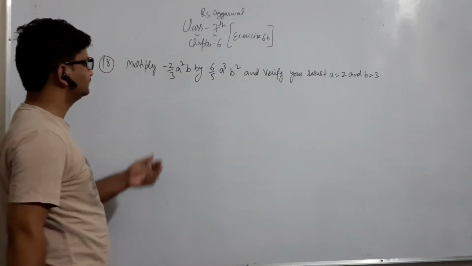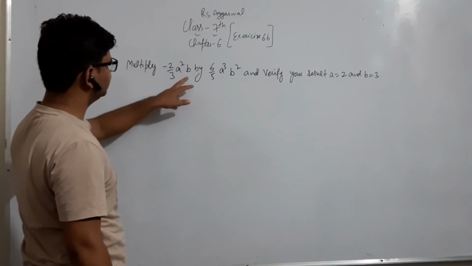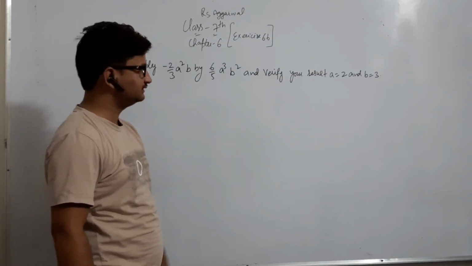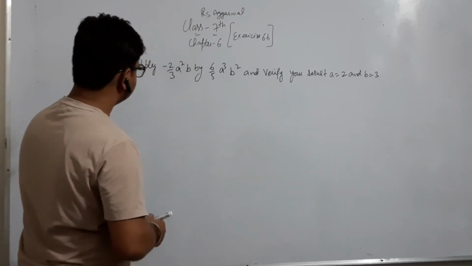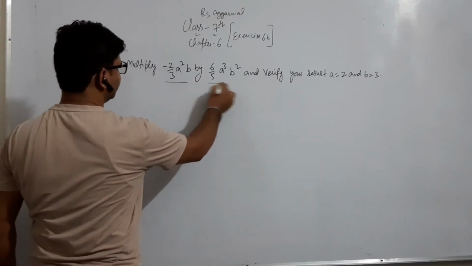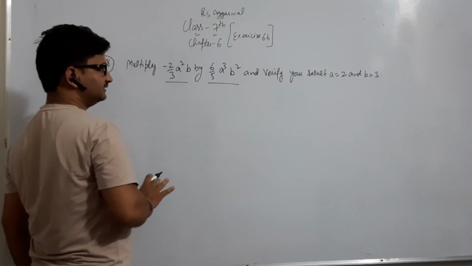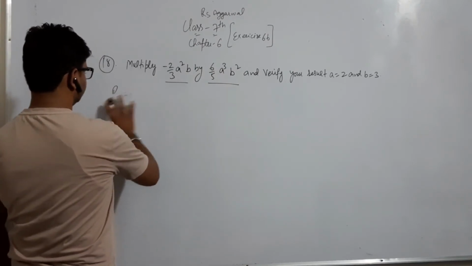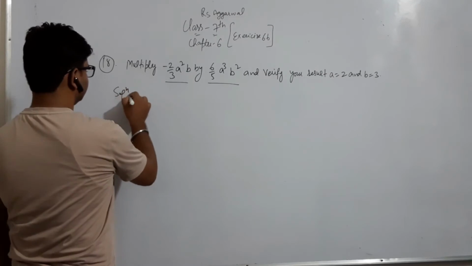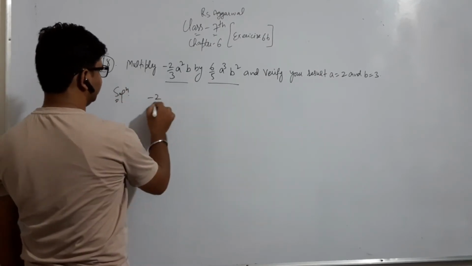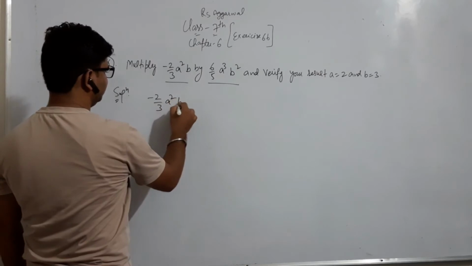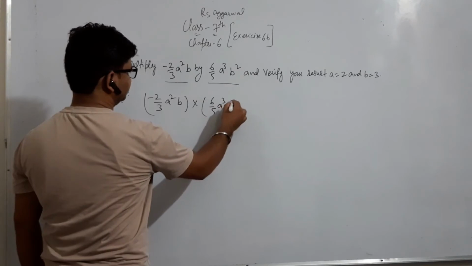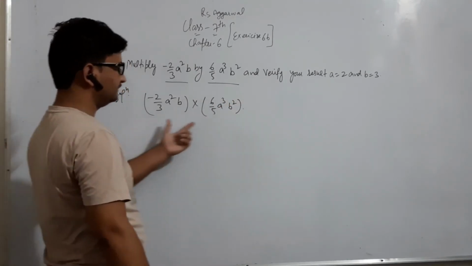Number 18, which is multiply this -2/3 a square b into 6/5 a cube b square and verify the result at a is equal to 2 and b is equal to 3. तो फर्स्ट ऑफ ऑल इन दोनों को पहले मल्टीप्लाई करना है एंड फिर वेरीफाई करना है रिजल्ट, a की वैल्यू 2 एंड b की वैल्यू 3 पुट करके. सो देखिए इसका सॉल्यूशन कैसे आएगा इस क्वेश्चन का. First we multiply this one and this, so we write -2/3 a square b, this is multiplied with 6/5 a cube b square. Okay, so इन दोनों को पहले मल्टीप्लाई करना है.